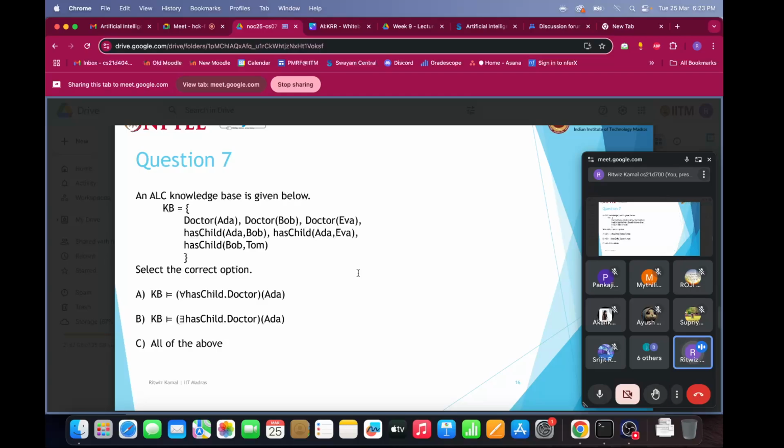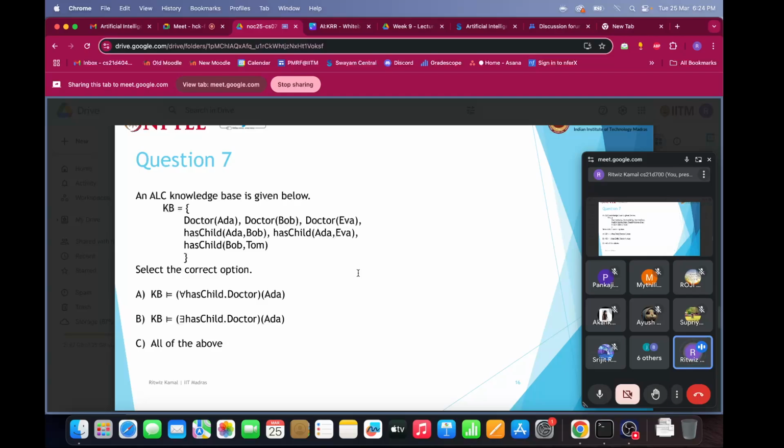So here we are given a knowledge base. Some facts in the knowledge base are given to us based on some concepts and some roles. And we have to select which of the following options are true. The options basically give us different facts that can be entailed by the knowledge base.